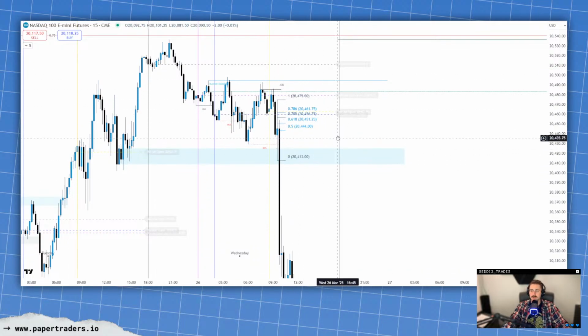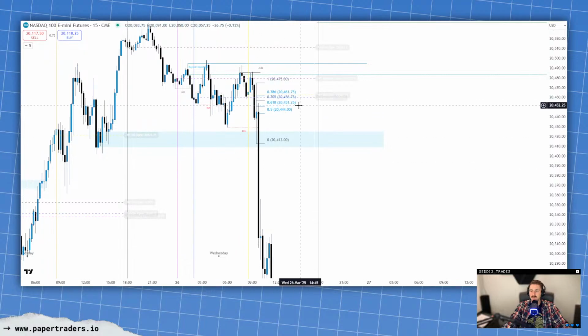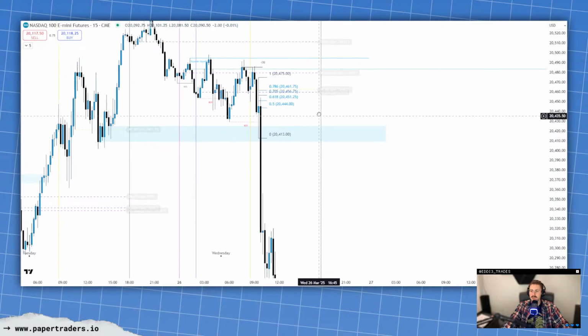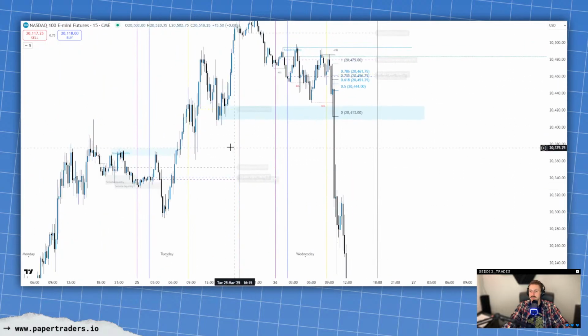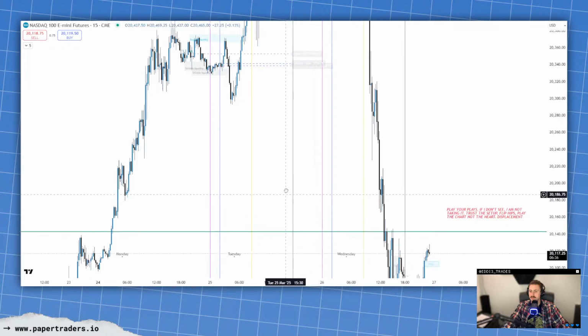But we could have stayed patient and waited for this candle to retrace. It came up into the OTE of it, did not hold any OTE to the bottom, and then we started to sell because we had all of these targets to the bottom.